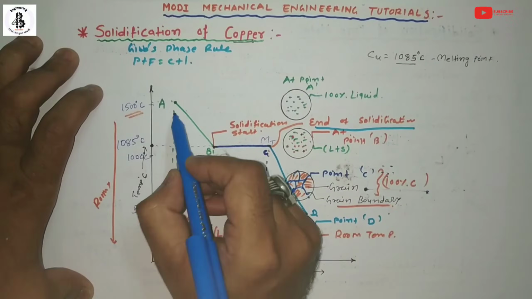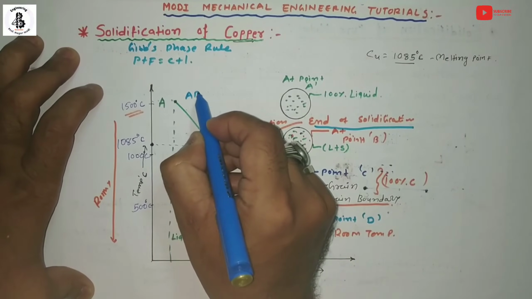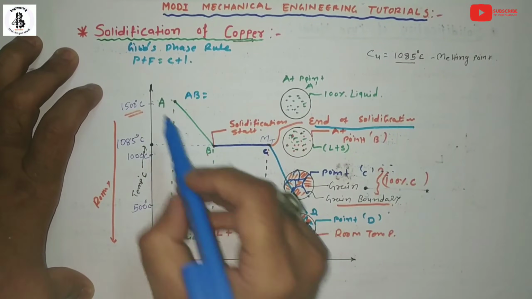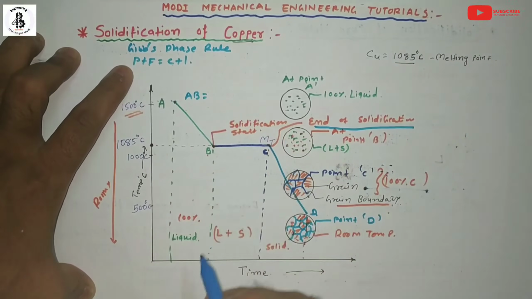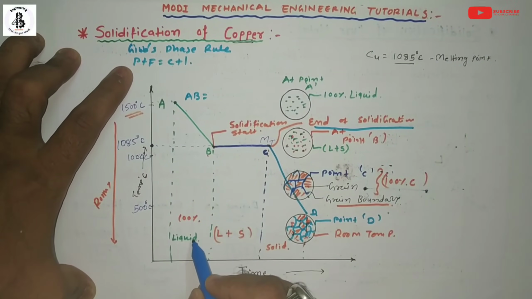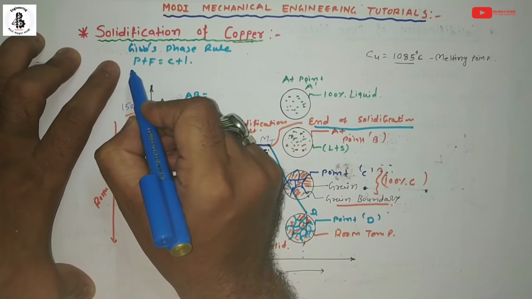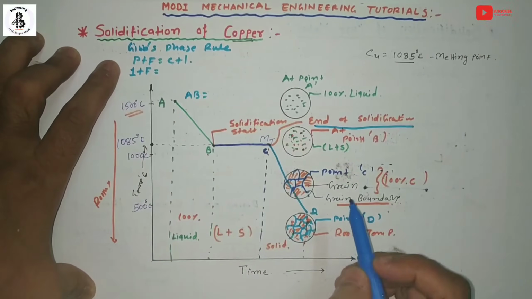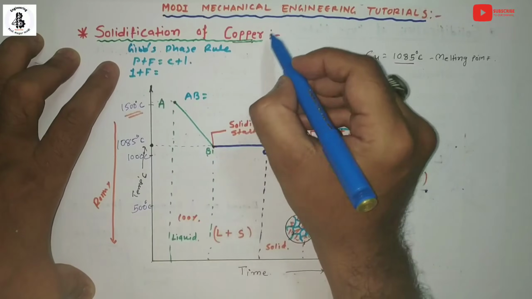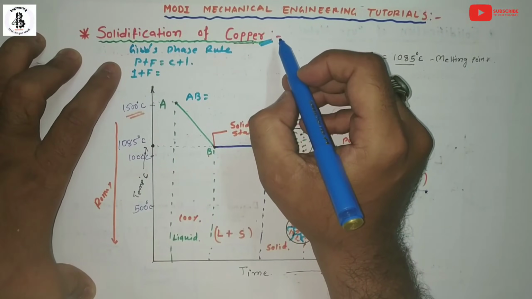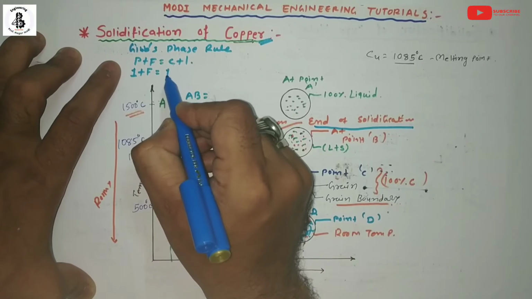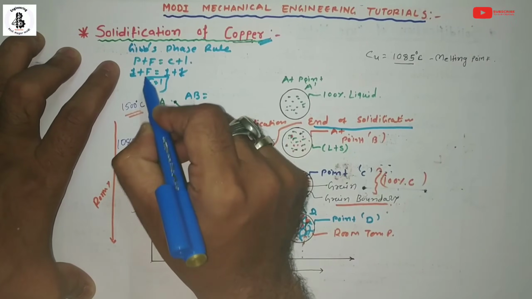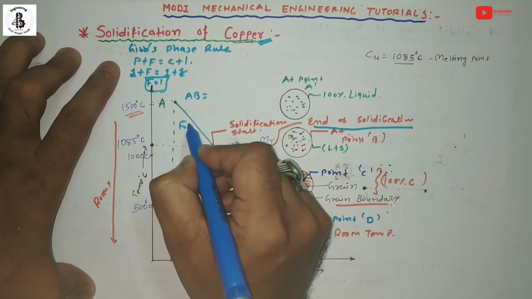Talking about the A to B region. P plus F is equal to C plus 1. P is the number of phases, so here the phase is 100% liquid, so P is 1. F is the degree of freedom we would like to find out, and C is the component system. Here it is 100% copper, so it is a single component system, so C is 1. Finally you will get F is equal to 1. Just note down F is equal to 1.